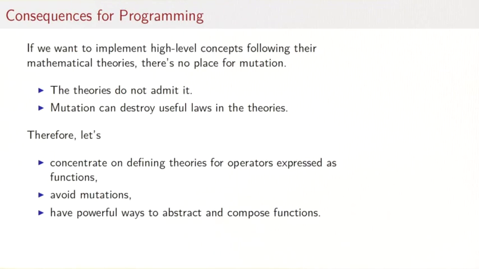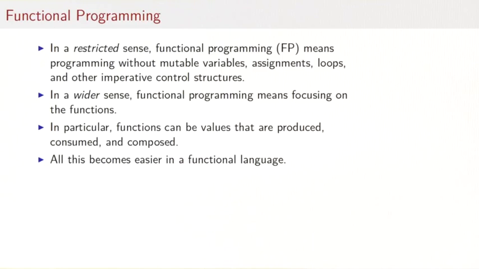And that leads to a new style of programming where we want to concentrate on defining these theories for operators, which would in the end be expressed as functions. We want to avoid mutations, and if we are going to do without something, we want to gain something else. What we gain is powerful ways to abstract and compose functions. So the style of functional programming means avoid mutations, get new ways to abstract and compose functions.